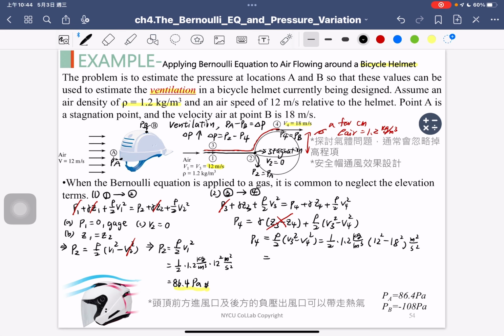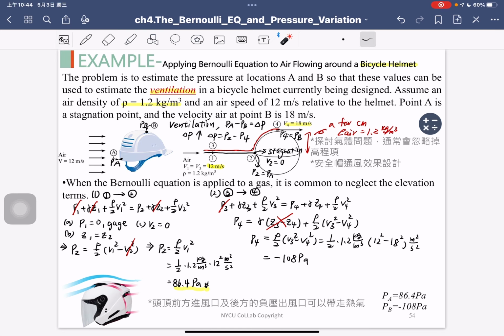I typed wrong. 144 minus 18 multiplied by 18, multiplied by 1.2, divided by 2. Okay, so the answer is minus 108 pascals. So you may be curious about why there is a minus. Don't worry, sometimes there will be negative pressure at different locations.